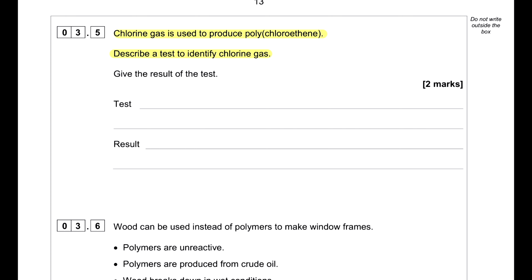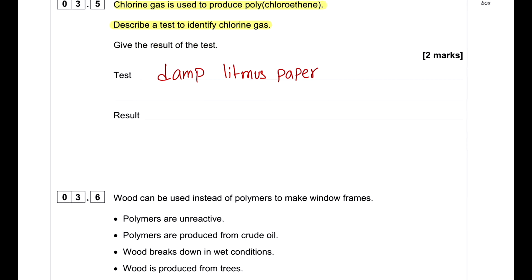Describe the test to identify chlorine gas. So chlorine gas can be detected by using a damp litmus paper. It can be of any color, no problem. The damp litmus paper gets bleached and it turns white.